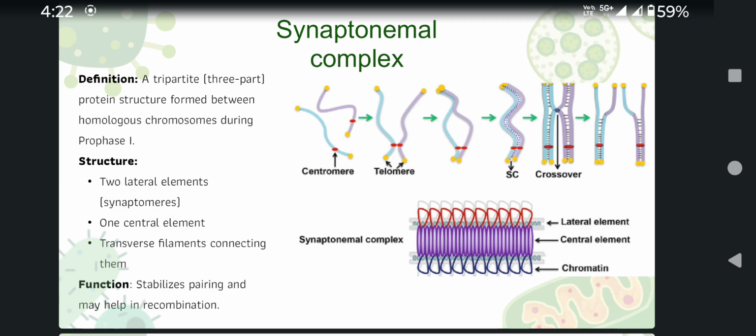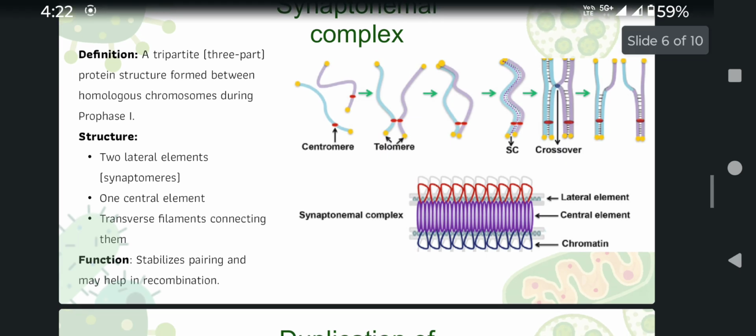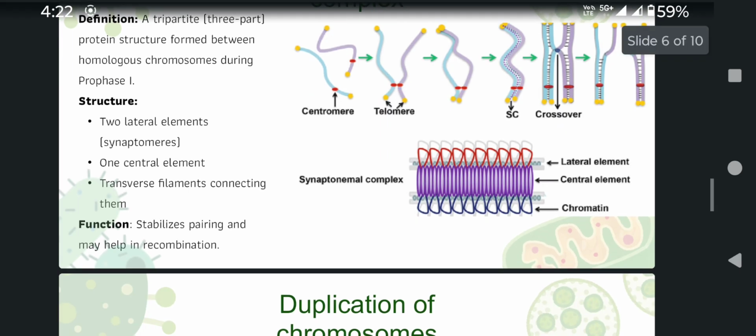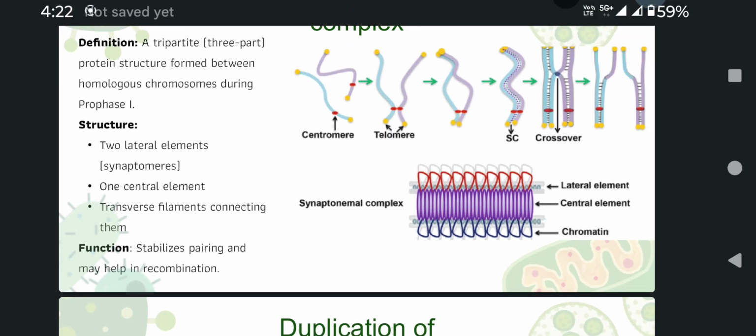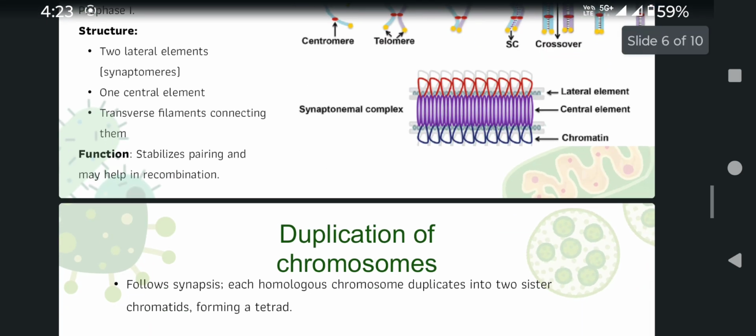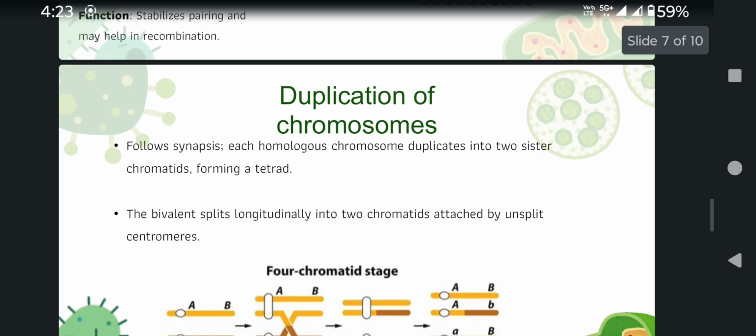So the synaptonemal complex is a three-part, or tripartite, protein structure that is formed between the homologous chromosomes during prophase 1. Its main function is that it stabilizes the pairing and may help in recombination, so that they can join together for some time and exchange the segments. Then next is the duplication of chromosomes.